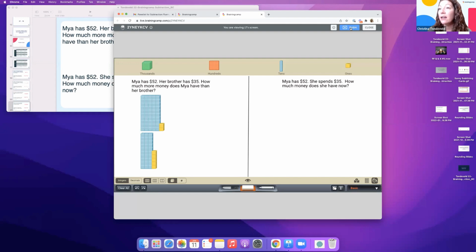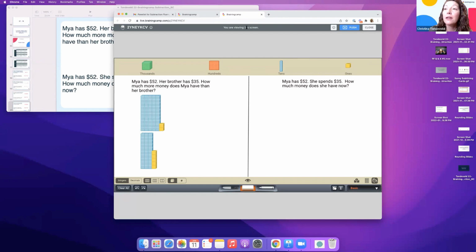Now, if you're working on yours, Mark, remind me, can they see what I just pushed, what I just loaded up? Do they have to do anything special to close out? No, they can see your screen.